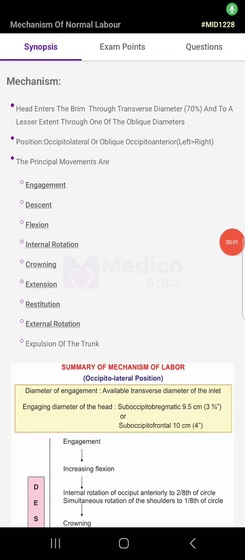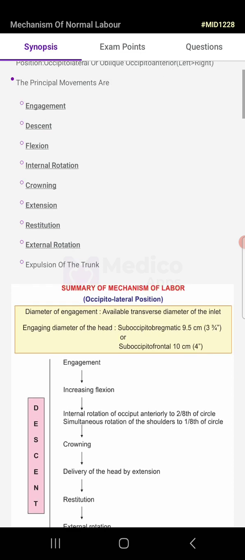Mechanism of normal labor. The head enters the brim through the transverse diameter and, to a lesser extent, through one of the oblique diameters. Position: occipitolateral or oblique occipito-anterior, left toward right. The principal movements are engagement, descent, flexion, internal rotation, crowning, extension, restitution, external rotation, and expulsion of the trunk.